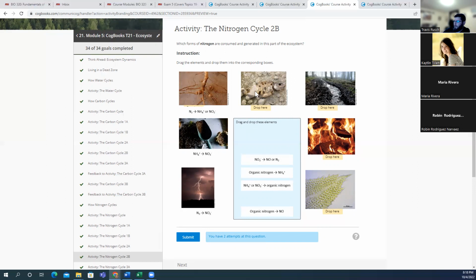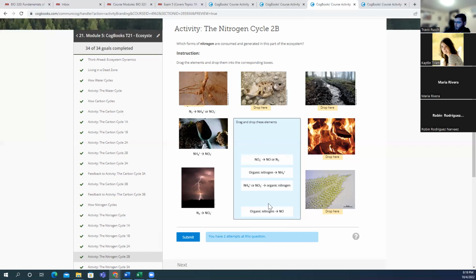And then with the dead fish, what's going on in this? It's similar to decomposition, but it has a more specific name. Yeah, mineralization, exactly. What do you need to start with for mineralization? Yes, we start with organic nitrogen.